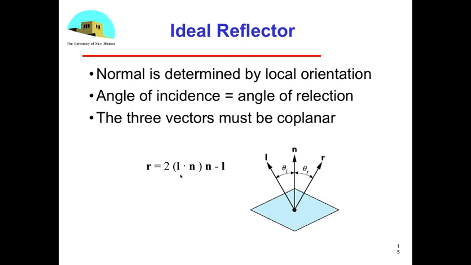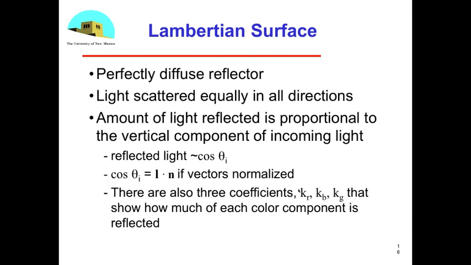And by the way, remember there was a function in GLSL that does this. If you give it two vectors, there's a function called reflect that will return this vector for you if you do your lighting and shading calculations in GLSL in the shaders. Okay, so there's the ideal reflector. We'll need that for the specular term. Now let's first look at the diffuse term.